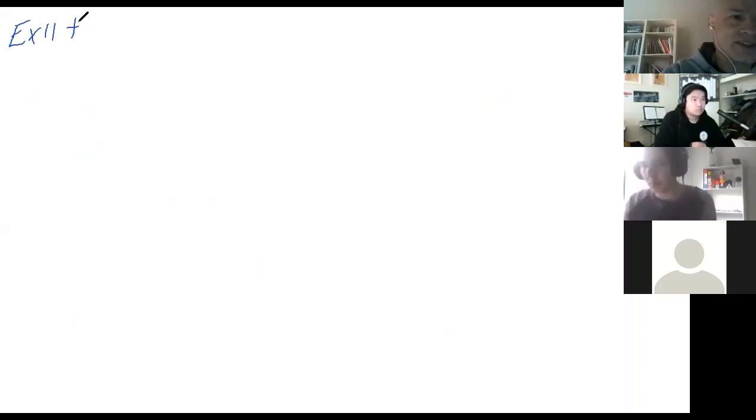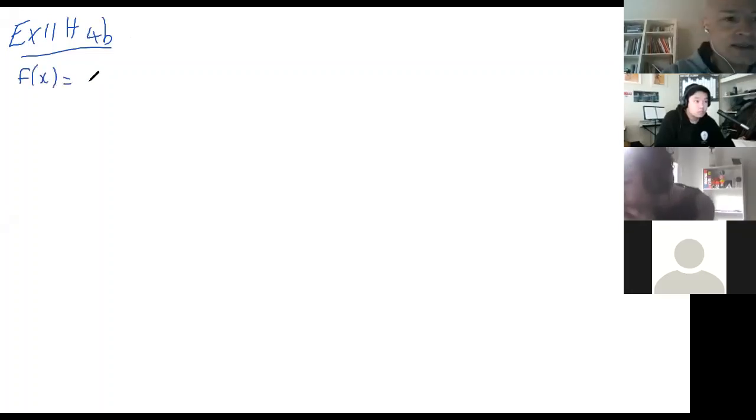All right, so 4B says differentiate, sorry, if f of x equals, let me just write this down. So this is exercise 11H 4B, f of x equals x squared log e of 2x.